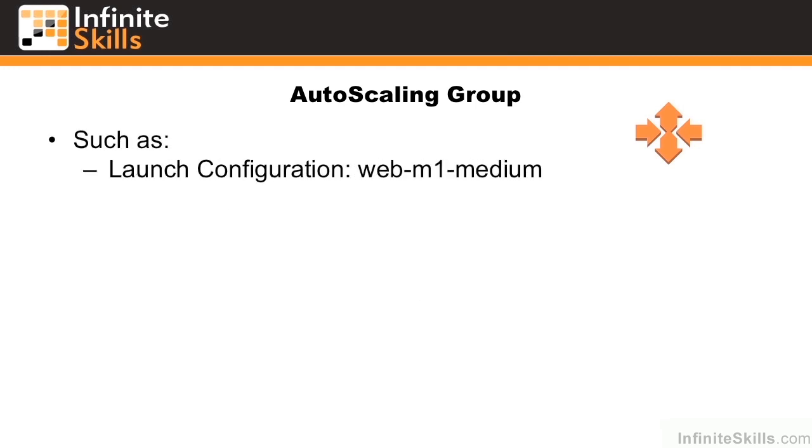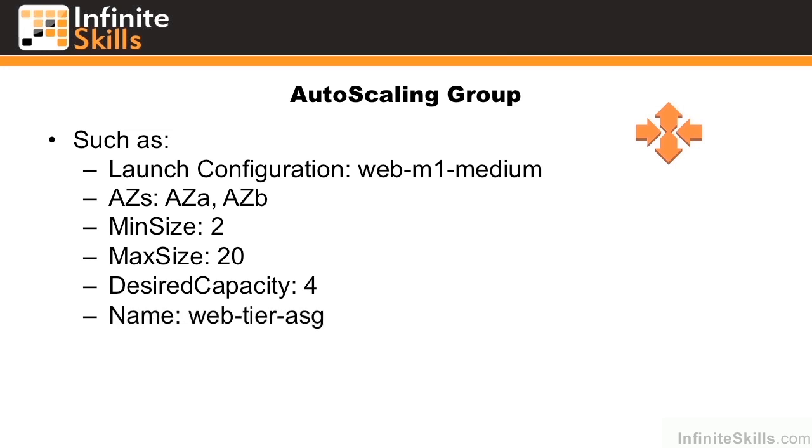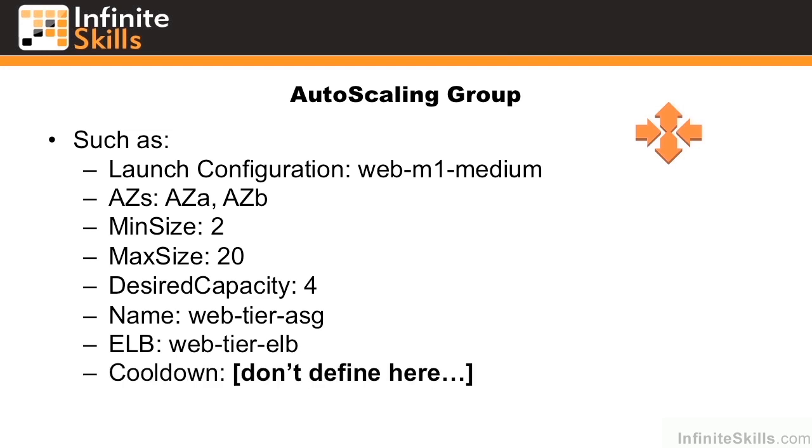To put in some actual parameters, we could specify a launch configuration of web M1 medium that we just specified in the previous slides. We can specify the AZs of AZA and AZB. We can specify that our group will never go below 2 EC2 instances and never grow above 20 EC2 instances. But given that no alarms have fired, we'll always try to seek to 4. Again, we're specifying the name of web tier ASG for AutoScaling group. We're putting in the ELB of web tier ELB, and we recommend that you don't specify a cooldown period here.